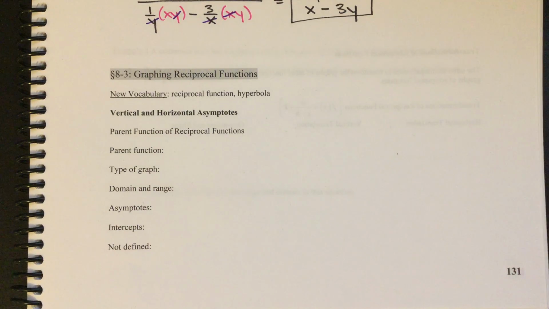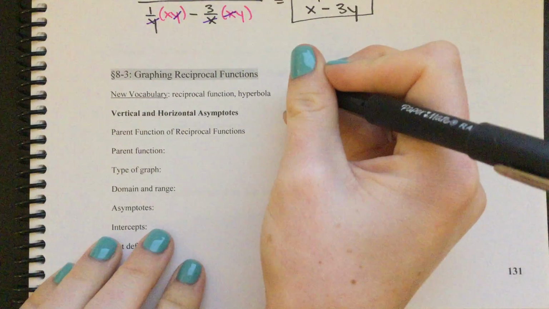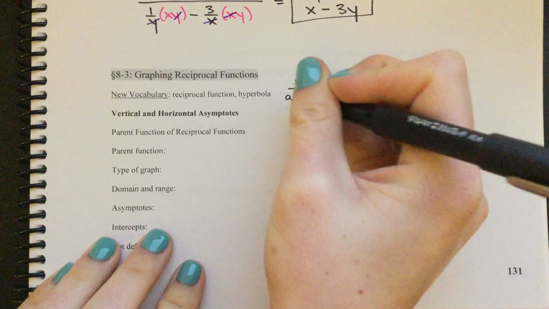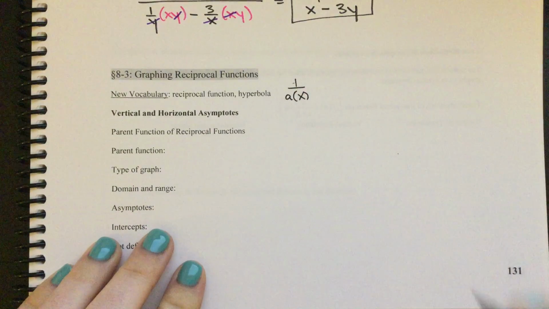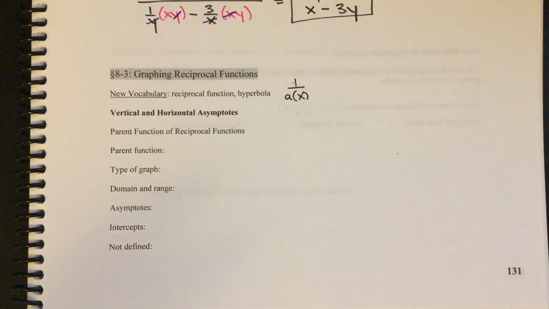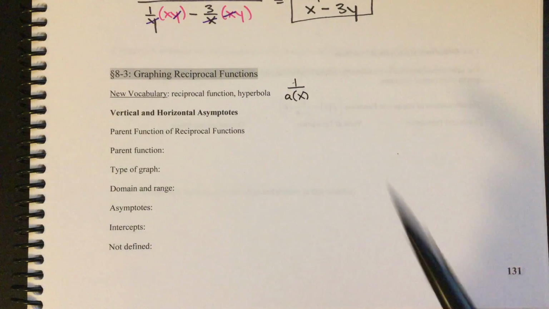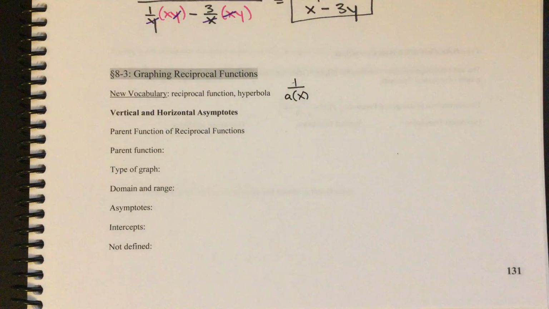All right, in our 8.3 video, we are going to be graphing reciprocal functions. What a reciprocal function is, by the way, is something like 1 over a of x, where a of x is some sort of linear function. When we say reciprocals, like the reciprocal of 4 is 1 over 4, the reciprocal of a normal function looks like this. So that's what we mean by reciprocal functions.